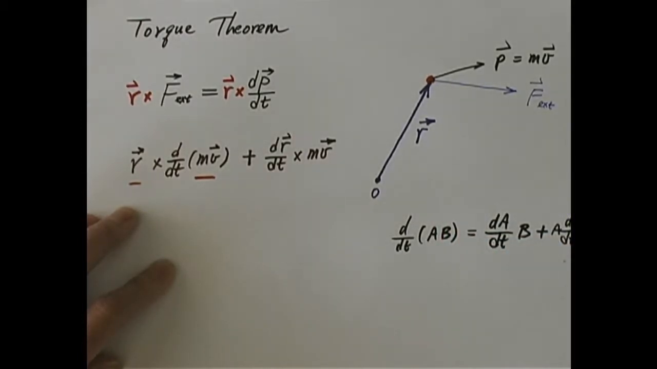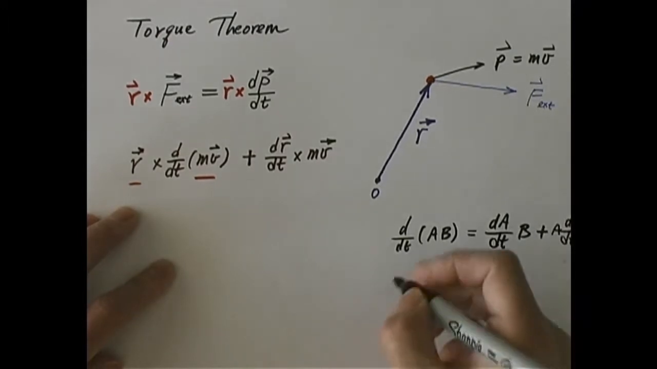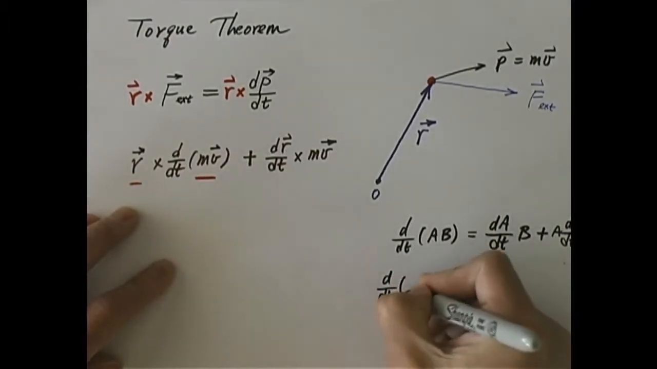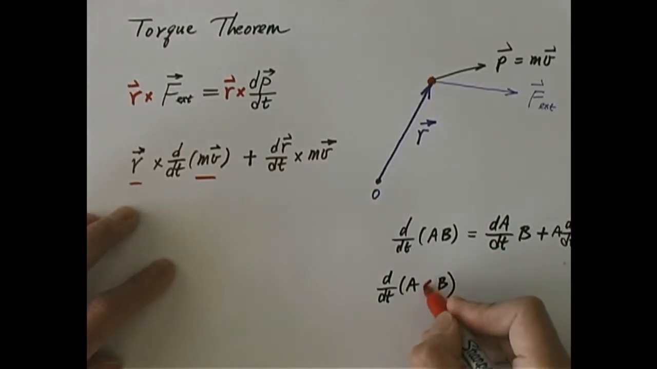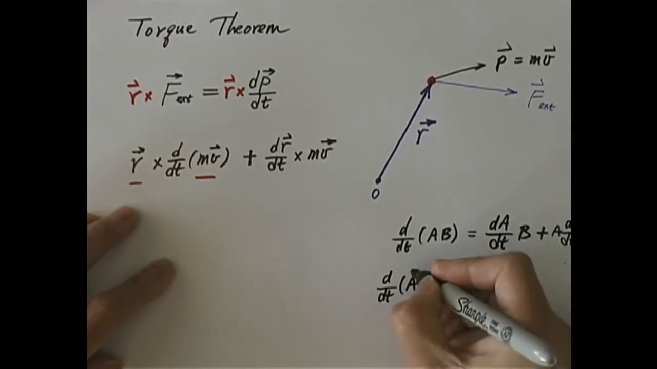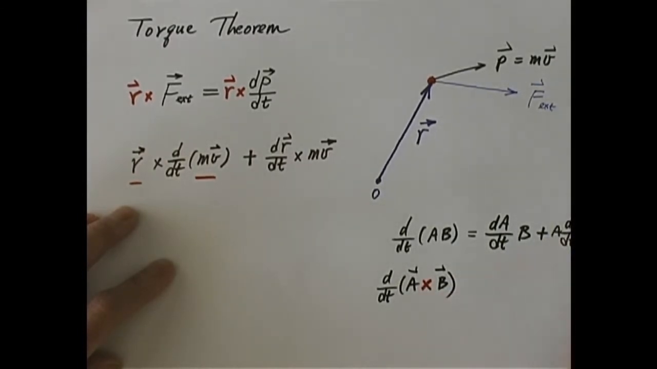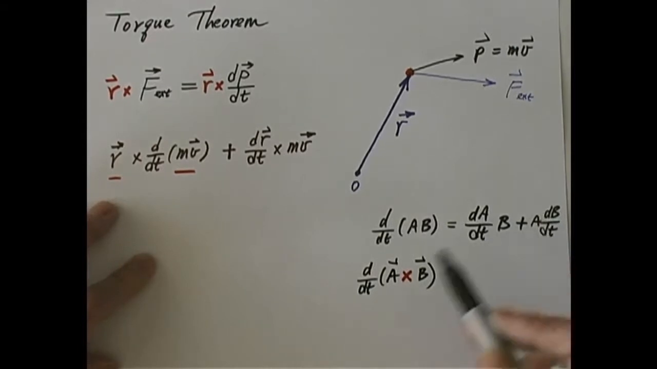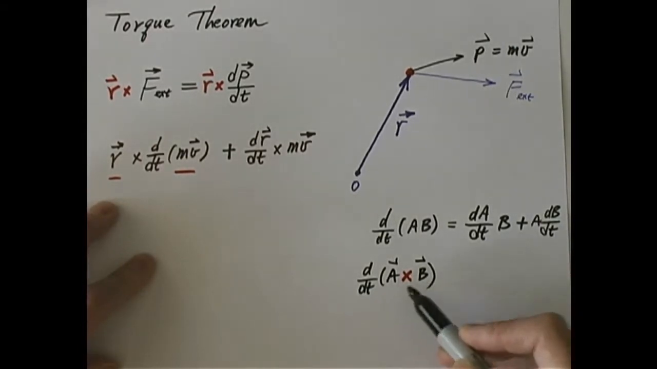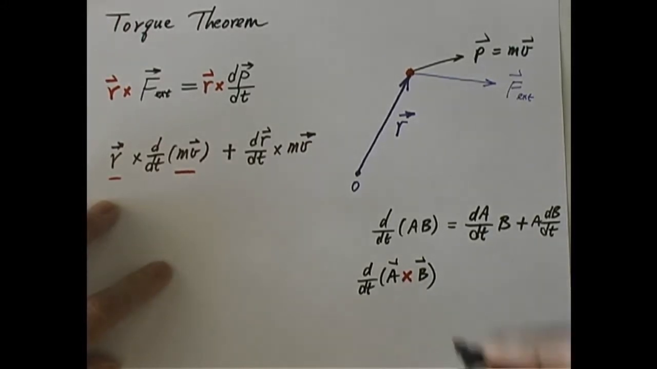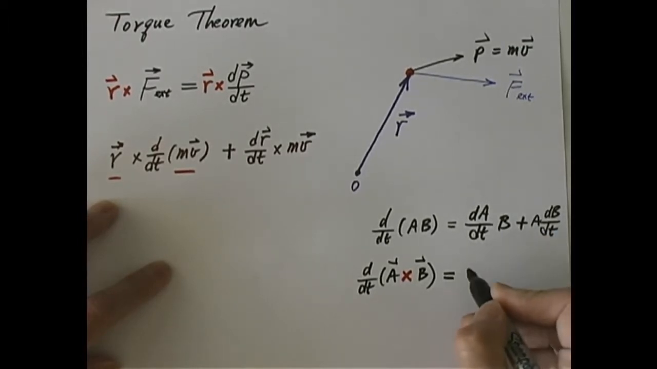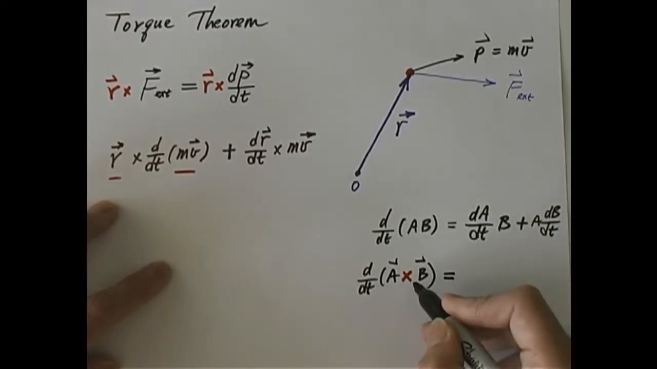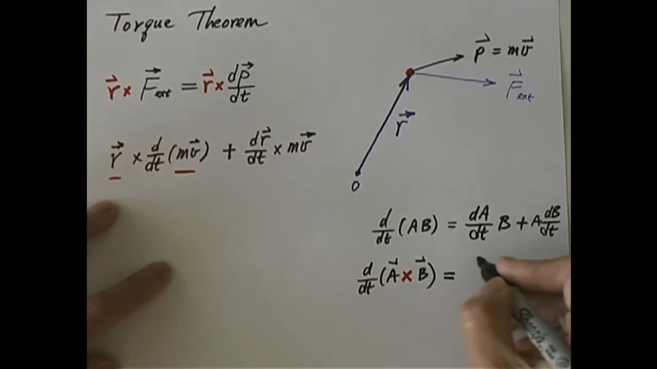But be careful here. If you're doing d/dt of A cross B, both of these are vectors now. You can do just that, but be careful. When you do A cross B, make sure you always put A ahead of B, because when you reverse the order, B cross A, you'll get a negative sign. Here you can write B dA/dt, but here you cannot write B cross dA/dt. You must take dA/dt cross B, because A has to be ahead of B at all times.